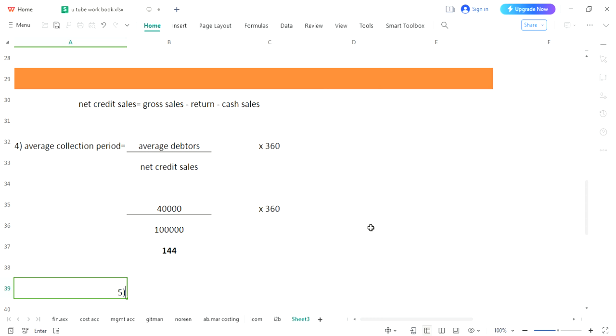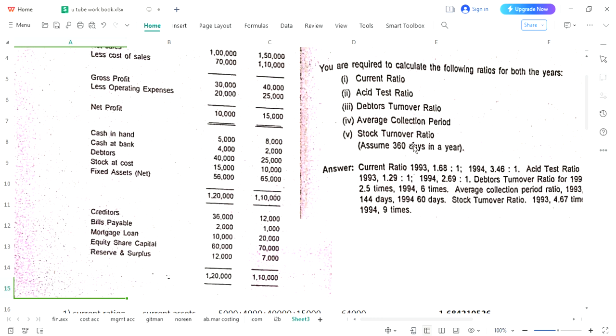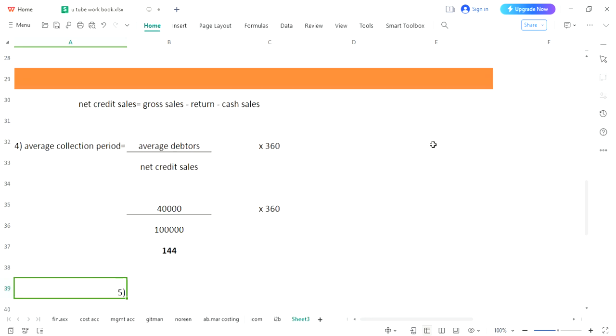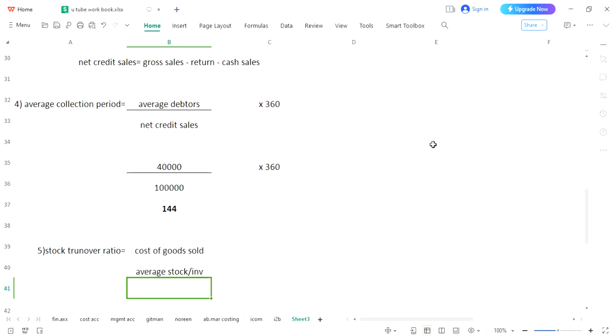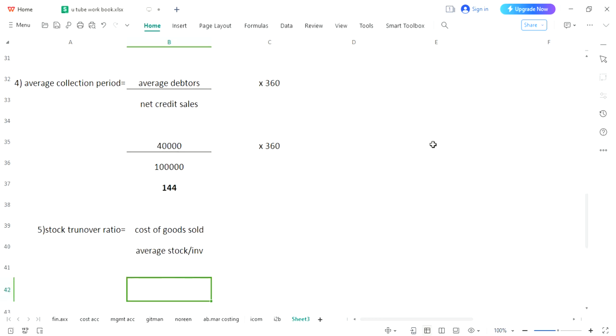Now let's see what the fifth requirement is saying. It is stock turnover ratio. So let's start with stock turnover ratio. For that we need to have cost of goods sold on the upper side, and we need to divide it by average stock or inventory. Cost of goods sold, there are several ways, but simple CGS, we already know how to calculate cost of goods sold.